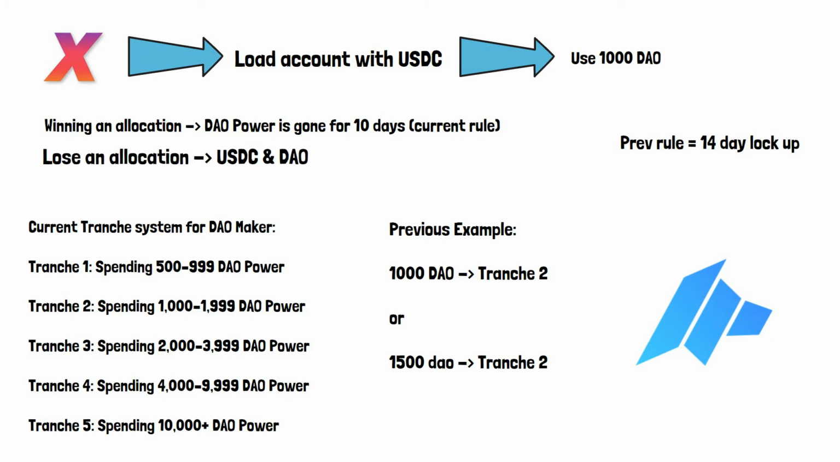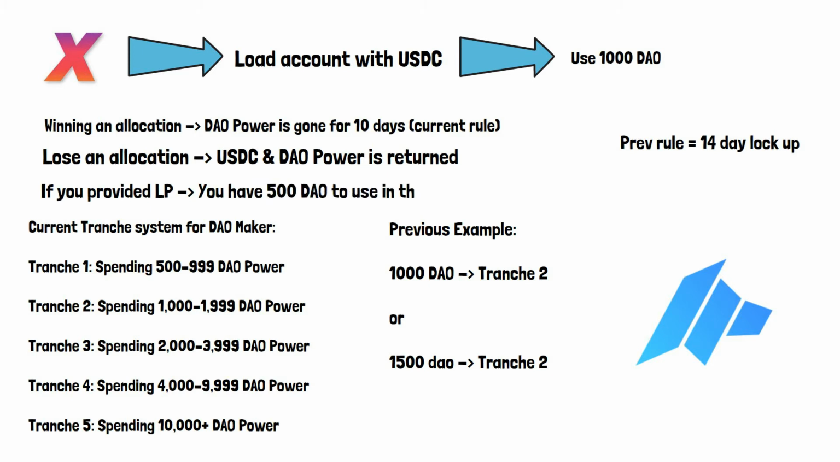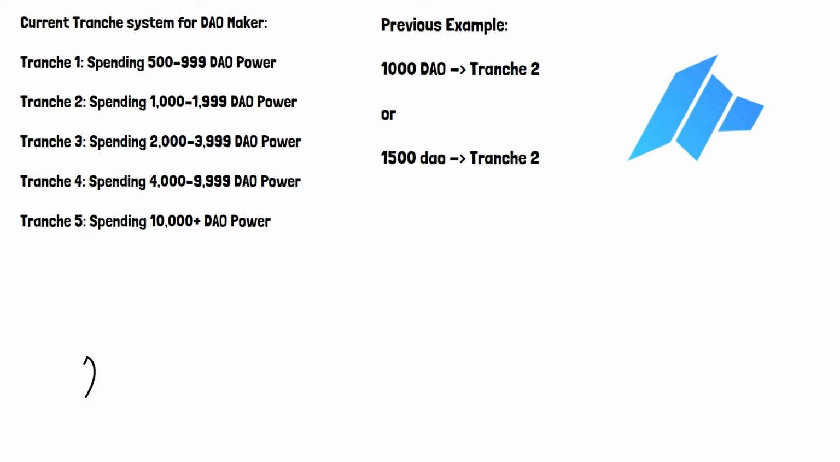But if you do lose the raffle, then the 1000 power is given back to you straight away alongside your USDC. But if you did win your XCAD allocation, now your 1000 power is gone for 10 days alongside the required amount of USDC. But the 500 DAO power that you had left over, you can now use that for the next allocation in the next 10 days. So that's why providing liquidity, even though it can be risky and you do have to understand the risks that come with providing liquidity, it can help you in gaining more power.